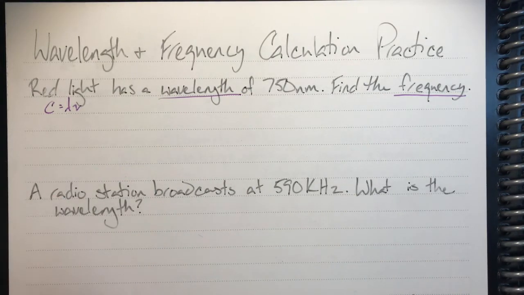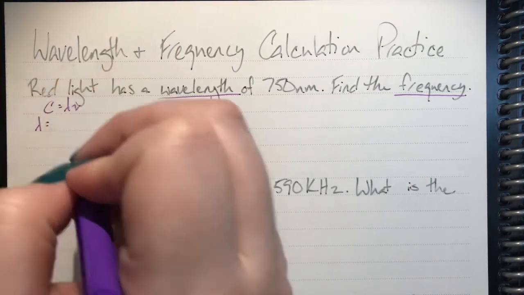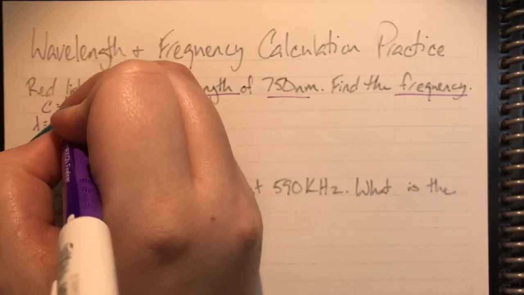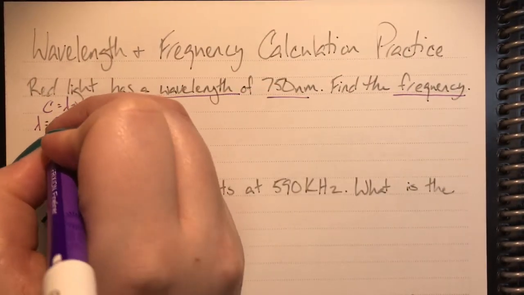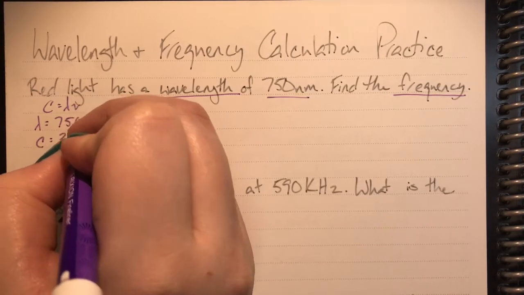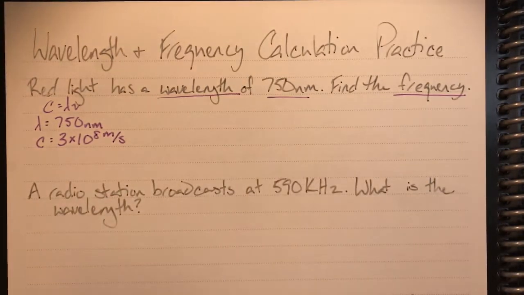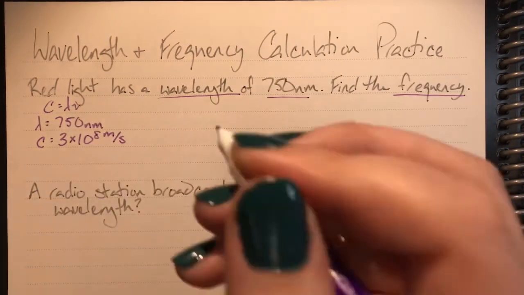where lambda is my wavelength of 750 nanometers, and c is equal to the speed of light of 3 times 10 to the 8th meters per second. I need to solve this equation for nu.